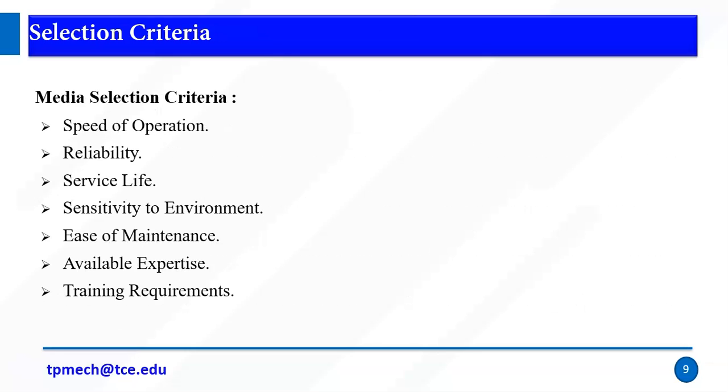Okay, we know that fluid power has two types. One is hydraulic, another one is pneumatic. How do we select which one is the better one, right? Based on our requirement, we need to select. The first is speed of operation, right? If you want high speed, then you can choose pneumatic, right?